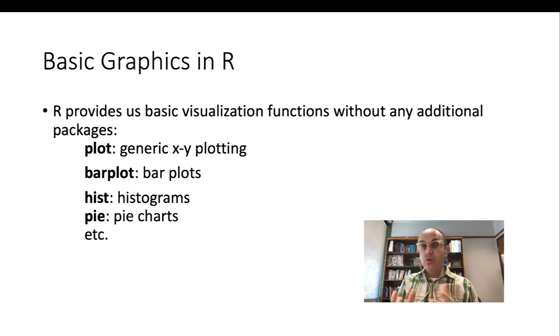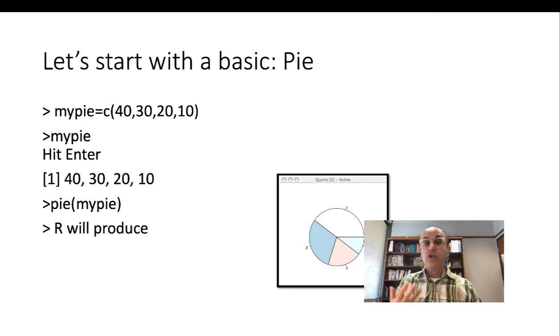For example, if you have a data set and you write the code plot, it will generate a plot; or barplot, it will create a bar plot; or histogram, or pie, etc. So let's start with a very basic pie. I will name my pie and have a container that contains four numbers: 40, 30, 20, and 10.